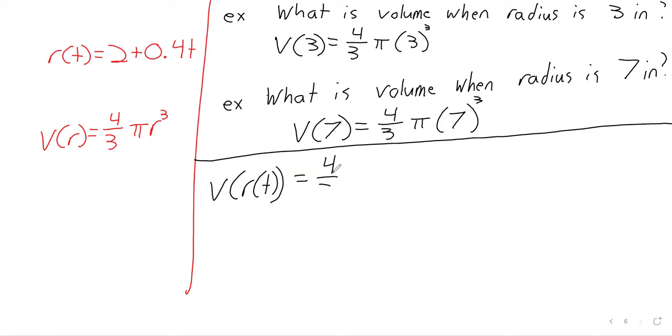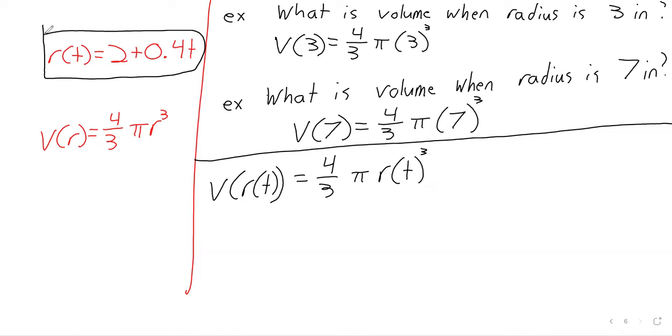It's 4/3 times pi times R of T cubed. And what is R of T? It's 2 + 0.4t. So this is 4/3 times pi times 2 + 0.4t cubed.